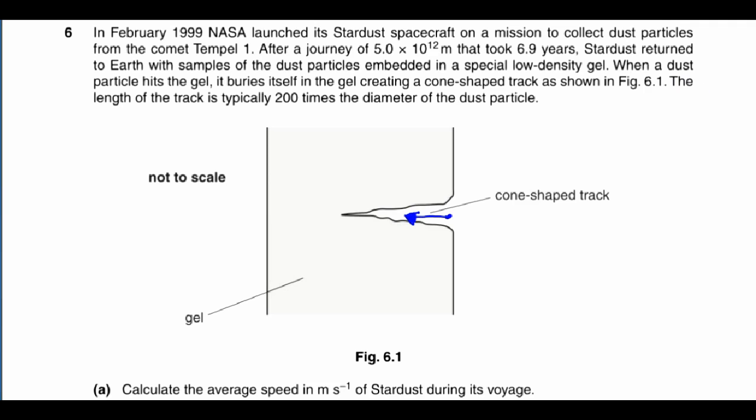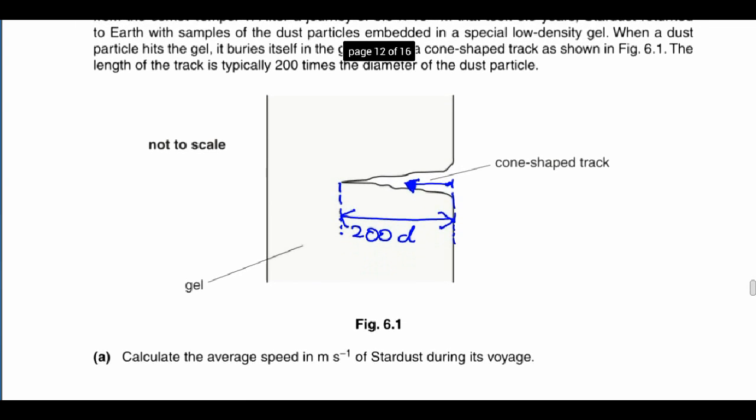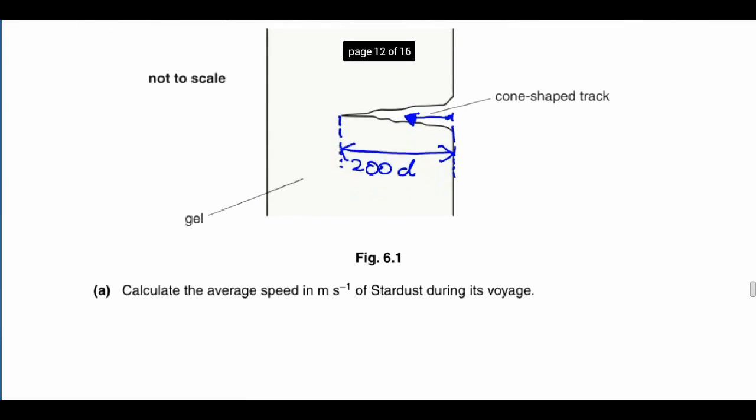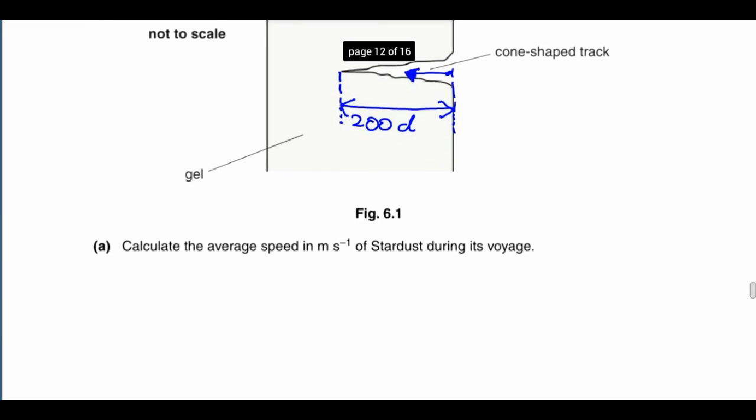Then we are told that the length of the track is typically 200 times the diameter of the dust particle. So this distance will be 200 times the diameter. Part A of the question asks us to calculate the average speed of the dust in the voyage.